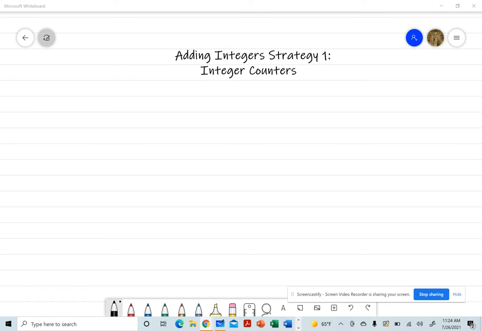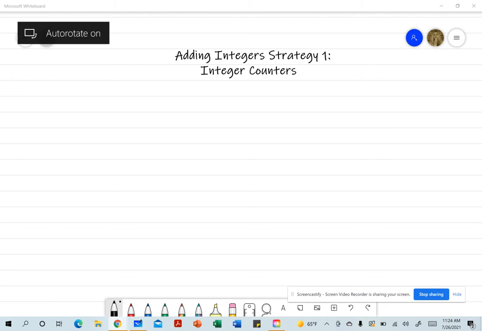Hi, class. So today we're going to learn our first strategy for adding integers, which I find a lot of students like more than the other strategy, which is a number line, because it's more relatable, I think, and it's a little bit more fun to actually choose your counters. So we'll start with this one. A lot of students find it easier as well.